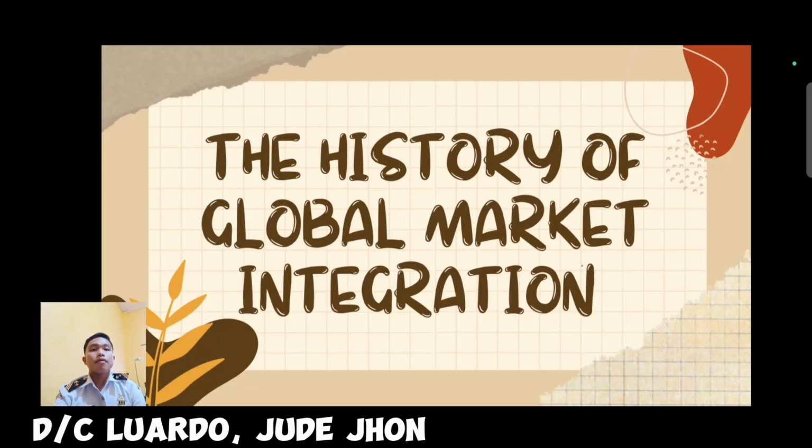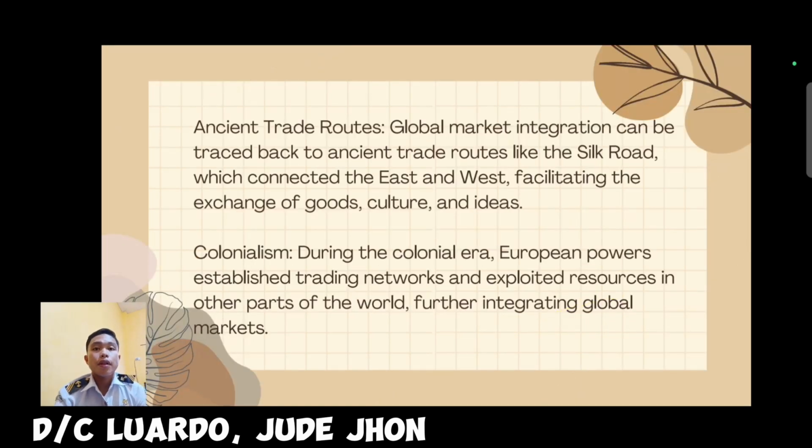The history of global market integration. Ancient trade routes: global market integration can be traced back to ancient trade routes like the Silk Road, which connected the East and West, facilitating the exchange of goods, cultures, and ideas. Colonialism: during the colonial era, European powers established trading networks and exploited resources in other parts of the world, further integrating global markets.